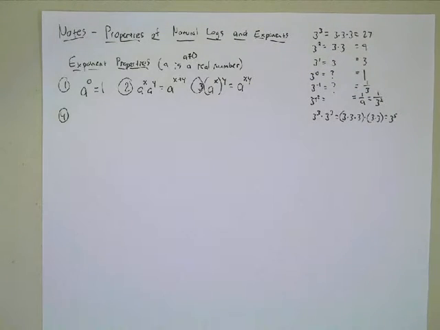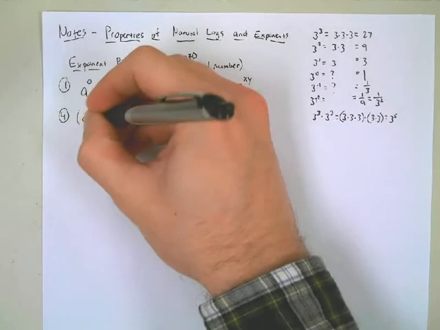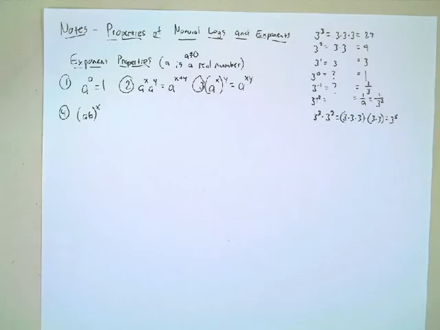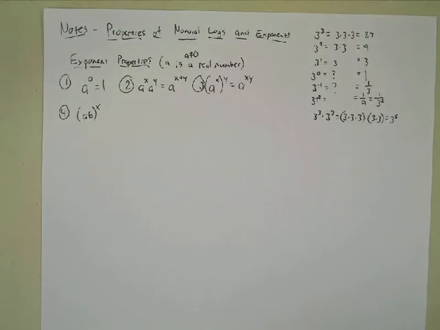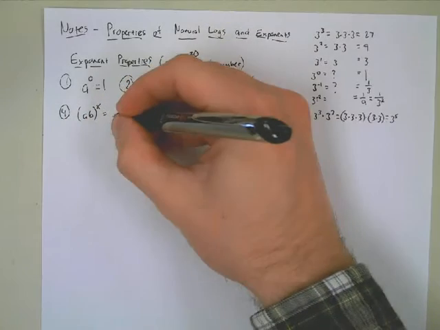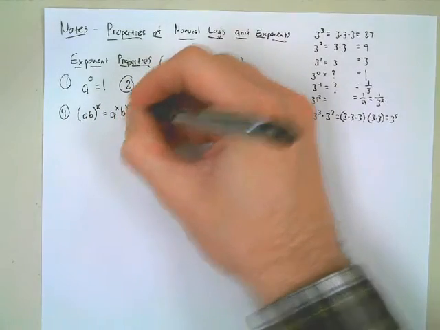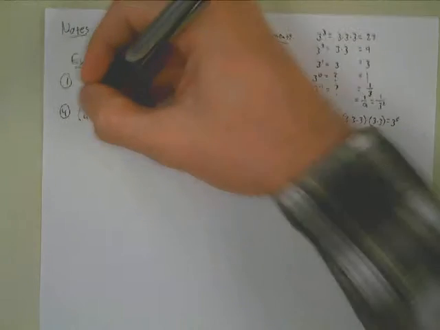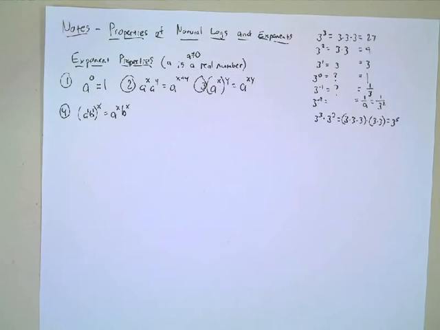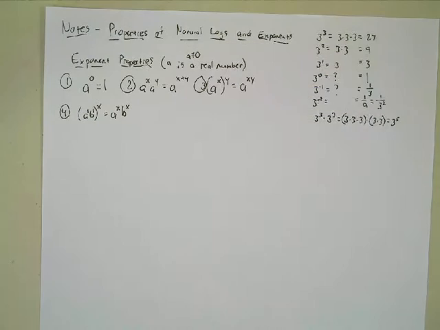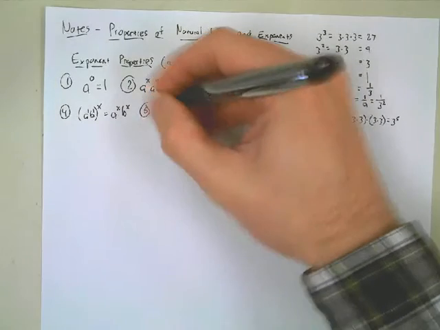How about if we have ab to the x? We can say that's equal to a to the x, b to the x. So you can distribute powers. You can think of this like being a to the 1, b to the 1, and the x can distribute to both those ones there. So you get a to the x and b to the x. Again, this is mostly review, I would imagine.